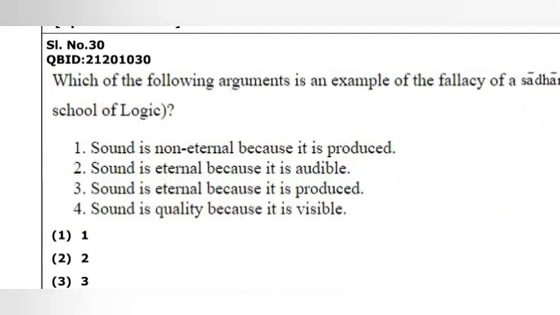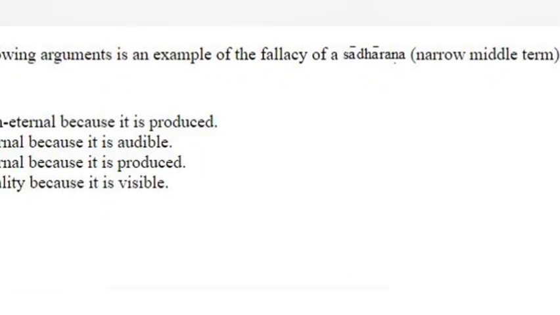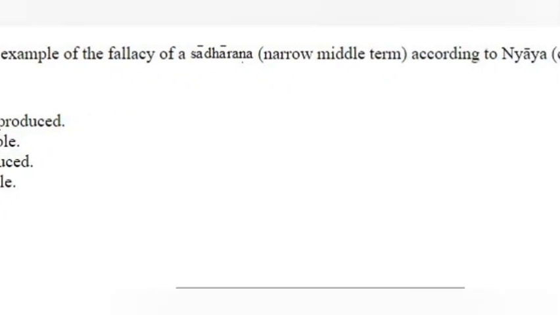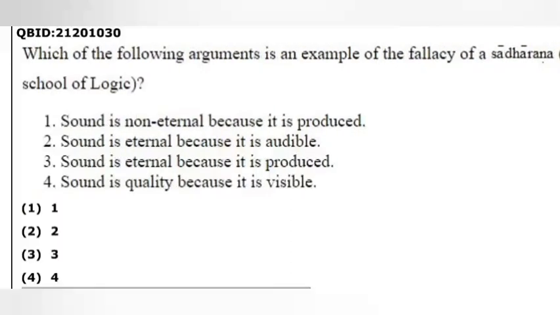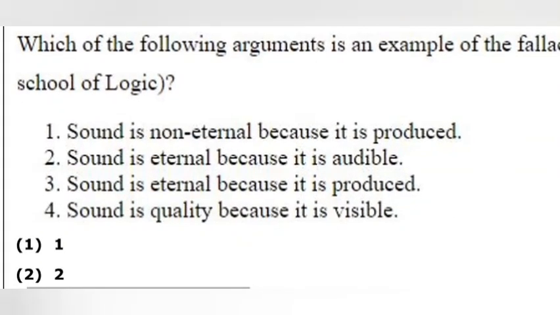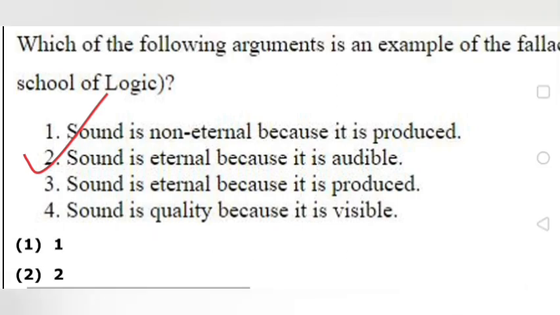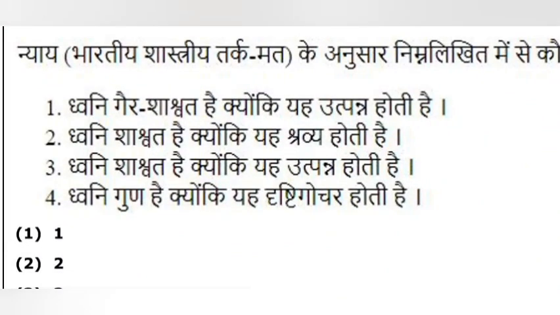30. Which of the following arguments is an example of the fallacy of sadharma, narrow middle term, according to Nyaya, the classical Indian school of logic? Sound is non-eternal because it is produced. Sound is eternal because it is audible. Sound is eternal because it is produced. Sound is quality because it is visible. So, what do you think? It will be sound is eternal because it is audible. This will be correct. 30 is done.